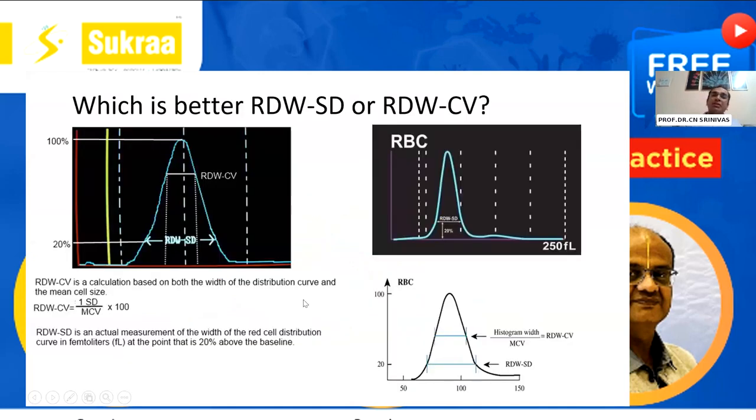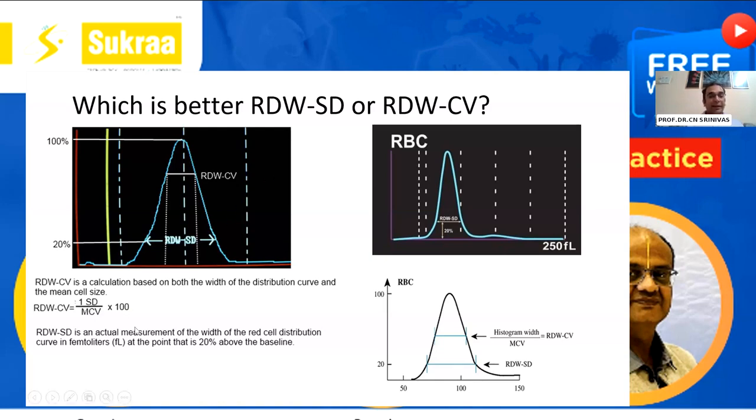Next. So which is better, RDW SD or CV? Before answering the question, let us understand how they are derived. RDW CV is a calculation based on the width of the distribution curve and the mean cell size. That means it is one standard deviation divided by the mean corpuscular volume. So let us remember that RDW CV is dependent on the corpuscular volume.